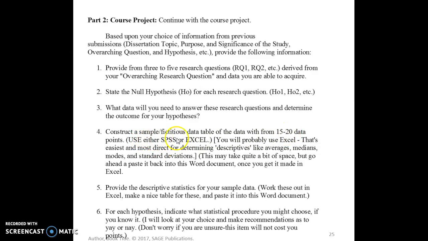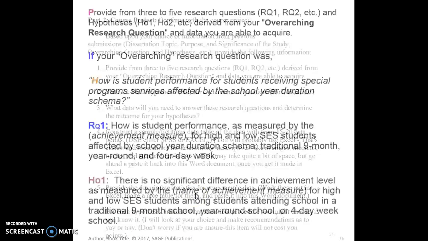You can use either SPSS or Excel. I say here you will probably want to use Excel, but after I did, I thought I should have put this in SPSS to start with. So maybe you want to practice that. You're going to present the data table with your data in it, columns and rows, and then you're going to give the descriptive statistics, number 5 here. I'll show you how to do that. For each hypothesis, indicate what statistical procedure you might use if you know it. If you don't, don't worry about it. We'll talk more about it later, but try to make an educated guess.